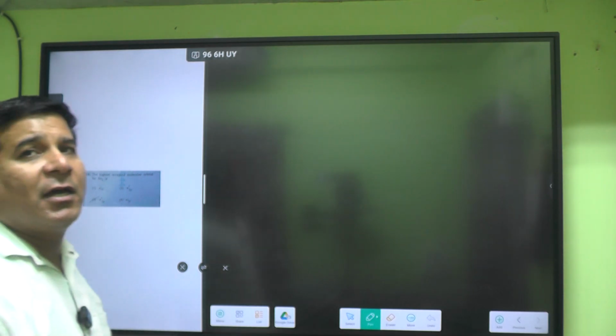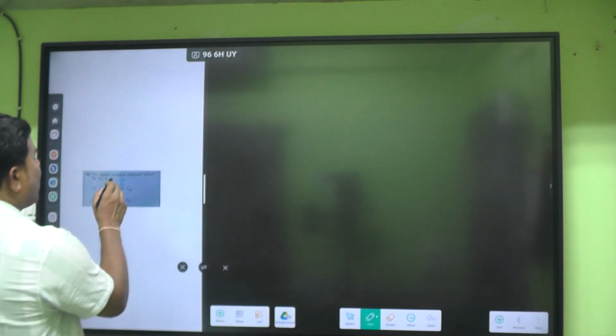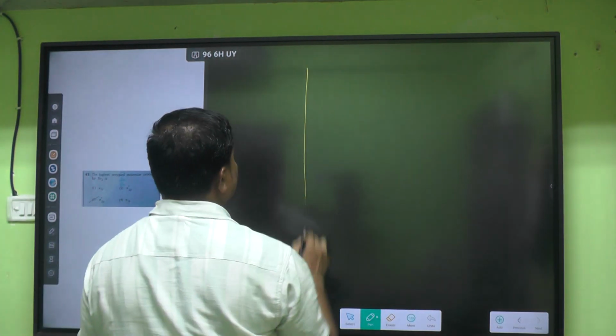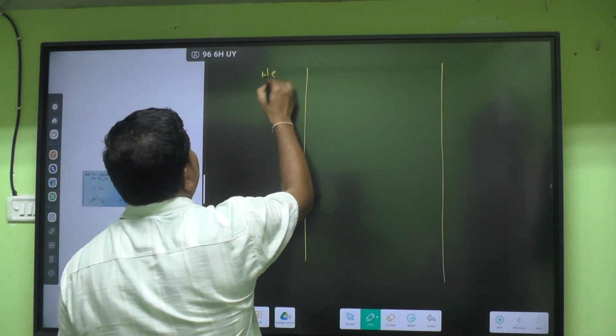Does everyone know what HOMO and LUMO are? Remember, HOMO is the highest occupied molecular orbital. Here is the MO diagram for the N2 molecule. Here, neon.